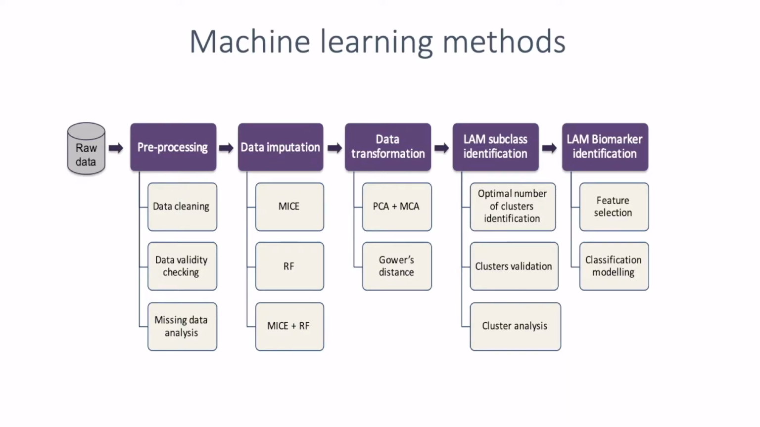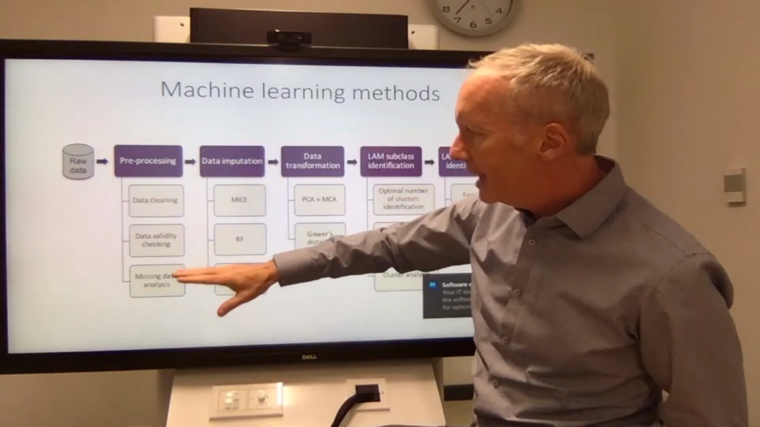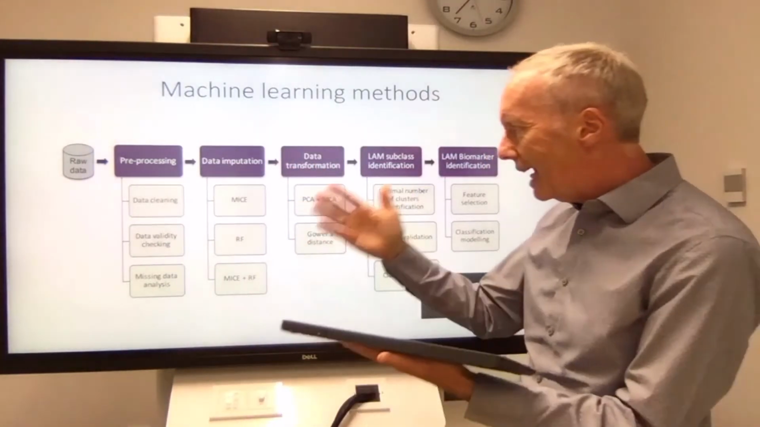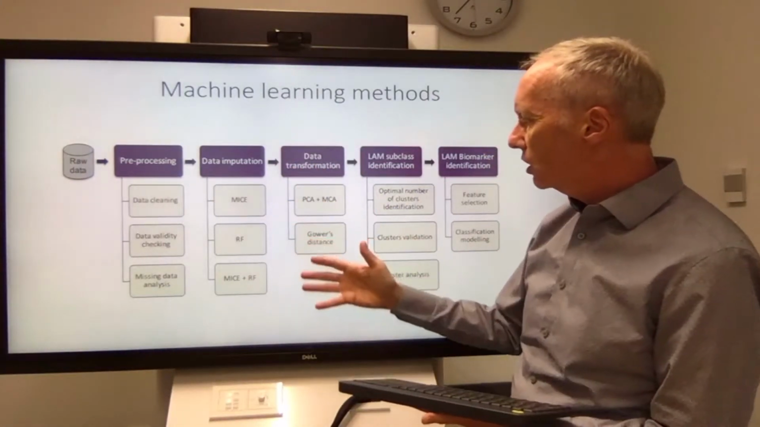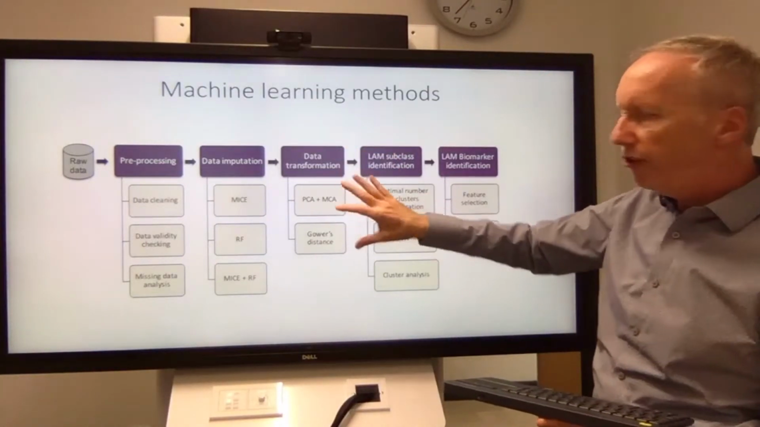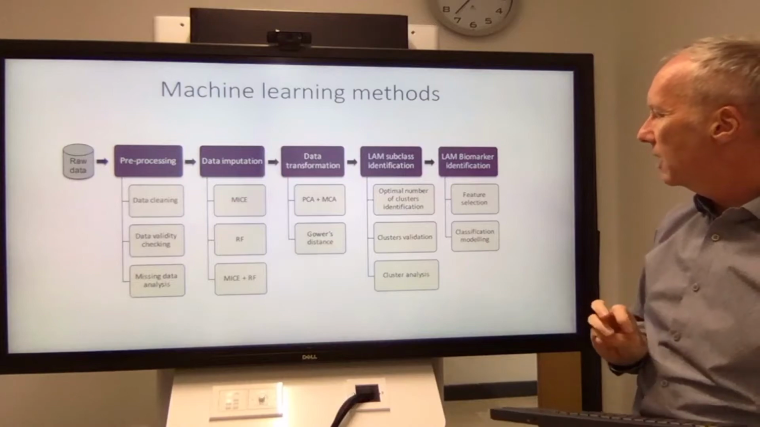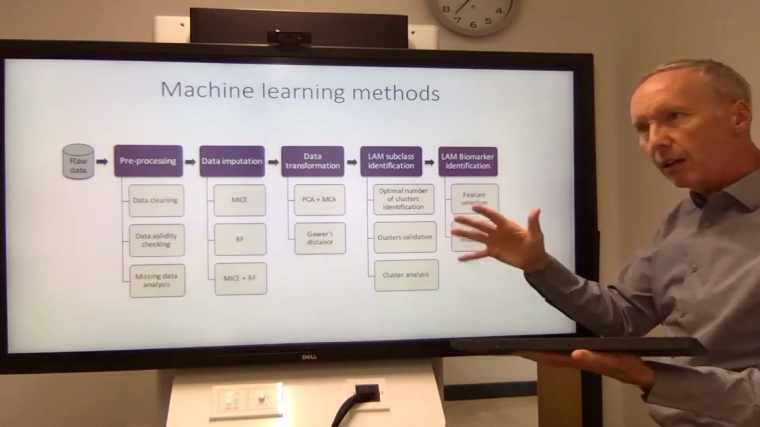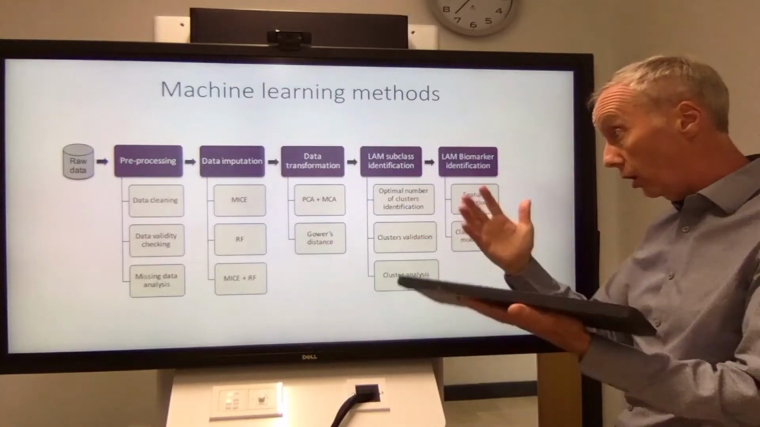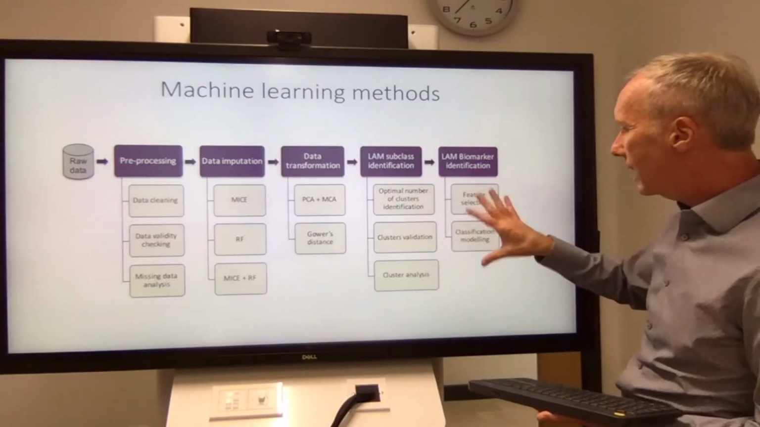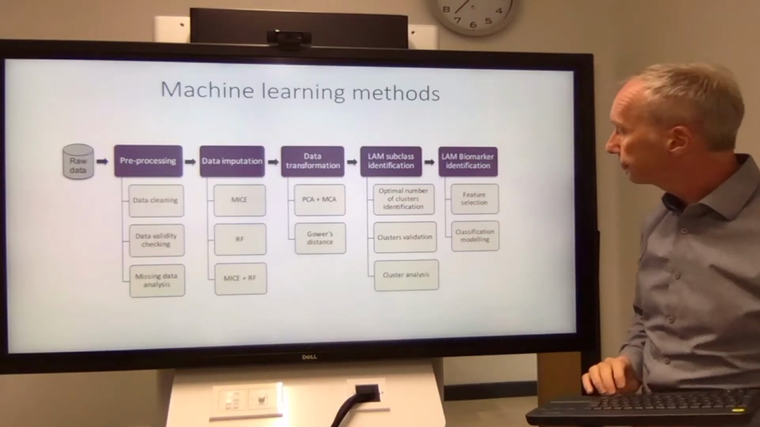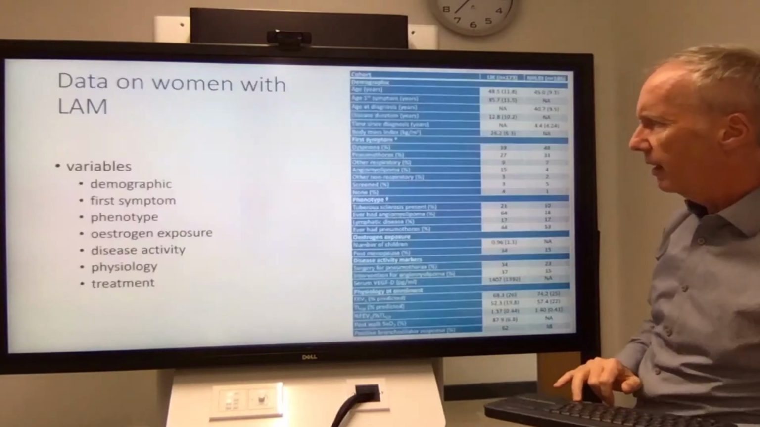Just to cut a long story short, you make sure the data is valid, there's no mistakes in it. If there are missing pieces of data, you can estimate what those might have been using specialized techniques. You then turn the data into a format that can be analyzed by the machine learning techniques, identify how many groups of patients you might have within your whole set, and then associate these groups of patients with your outcomes. So it doesn't sound too hard, does it?